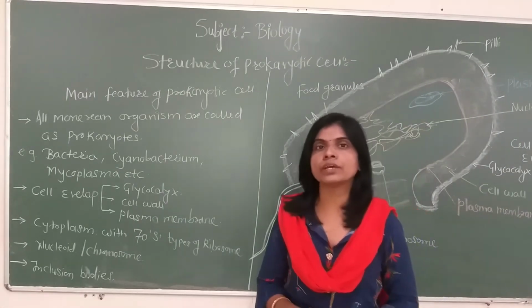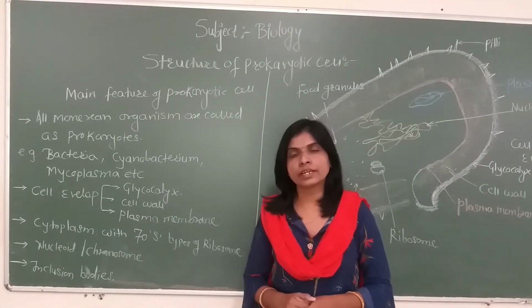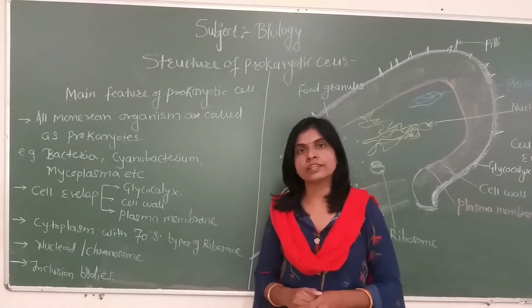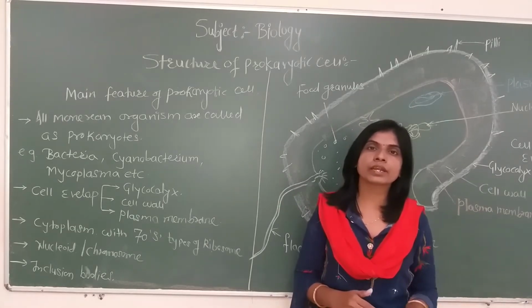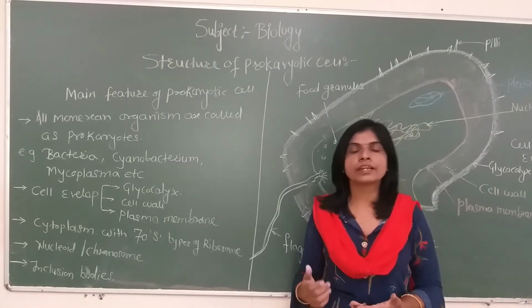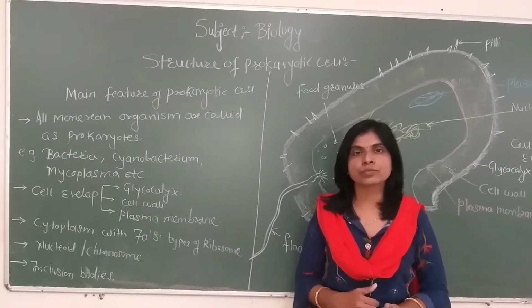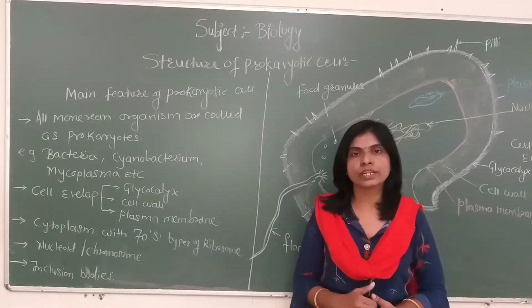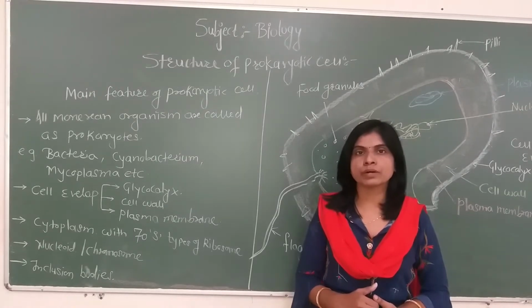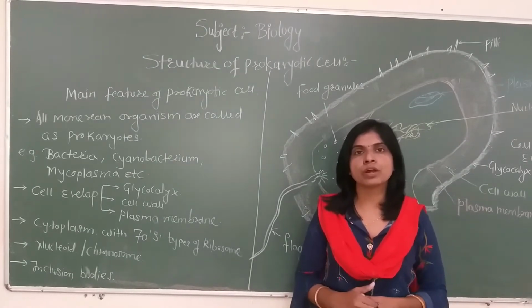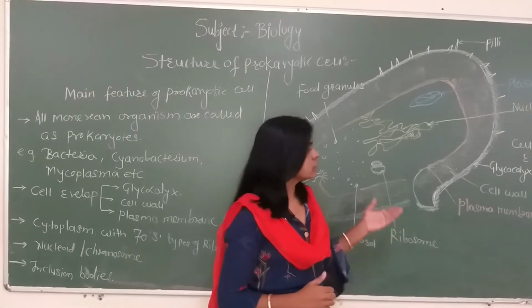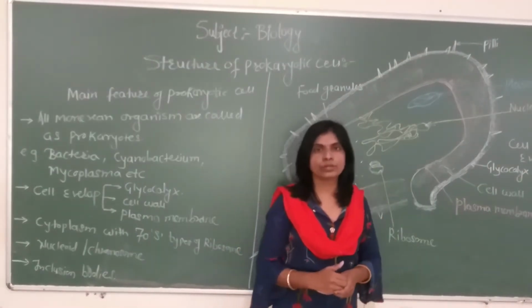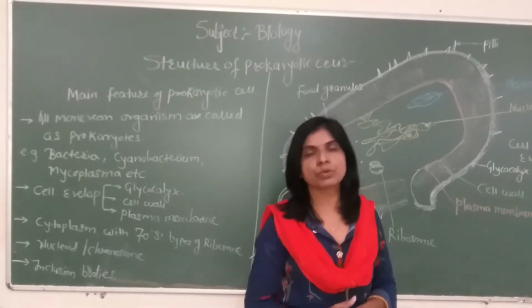Prokaryotic cells are found in the first kingdom, the earlier kingdom of organisms, that is Monera. All monerans, that means bacteria like the earlier bacteria, Archaebacterium, later bacterium, Eubacterium, as well as Cyanobacterium or blue-green algae, and Mycoplasma. All these different kinds of monerans are unicellular and their body is made up of this type of cell we call the prokaryotic cell. What are the main features of the prokaryotic cell?